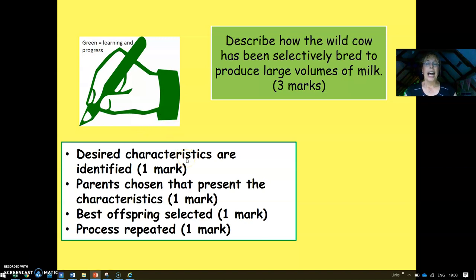Okay, I want you to go back to that question I asked you at the beginning. What are the key differences between selective breeding and genetic modification? Speak to your neighbor, see what you can come up with, and that's excellent work.